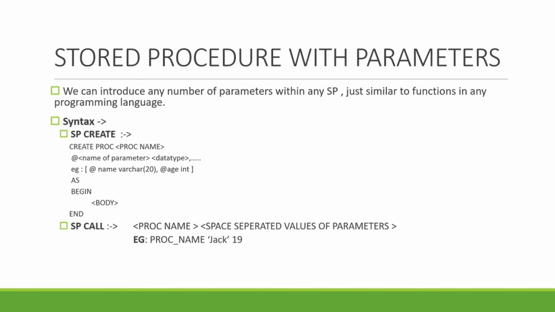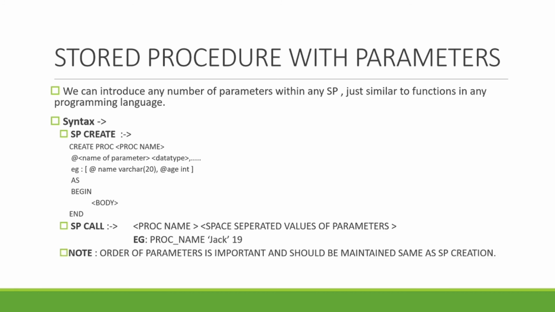If I have to call that stored procedure with the parameters, it will be called like the name of the procedure, space, the name of the person, and space, the age of the person. I am talking about this example where the stored procedure takes two parameters, name and age. I will pass those two values, space separated, in my stored procedure call. Whenever I use this stored procedure, the values entered in the call will be used in the body of the stored procedure.